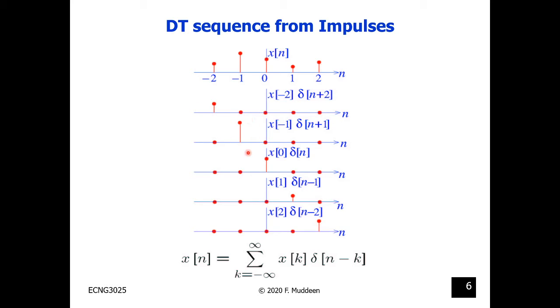Similarly, for the minus 1 value, we do the same thing. So we have x of minus 1, but delta is going to be n plus 1.